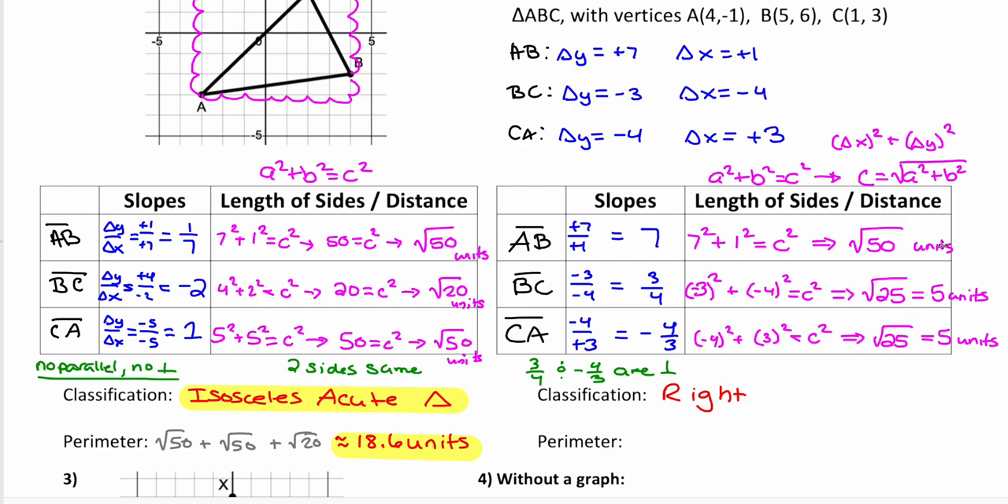All right, now that we have all of the side lengths, we can see that 2 of these side lengths are the same: square root of 50, 5, and 5. So we have 2 sides that are the same. That means that this triangle is isosceles. So it is a right isosceles triangle.